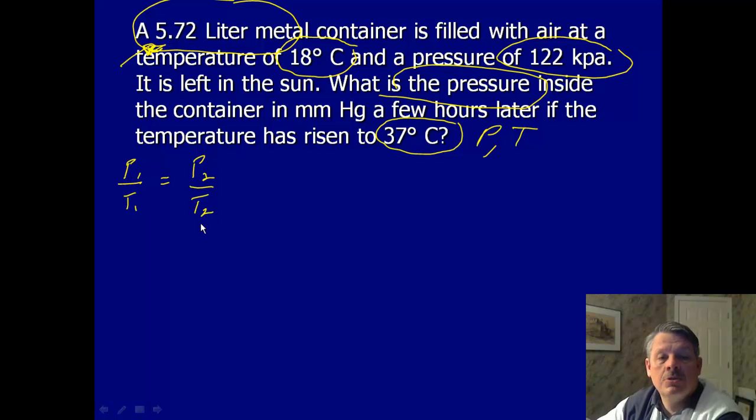That's Gay-Lussac's law, right? And so I should be able to work with this. Now, before I start, I notice that I'm given information in kPa, and I want to know my answer in millimeters of mercury. And we've said we can't do that. So we have to stick with either kPa or millimeters of mercury.